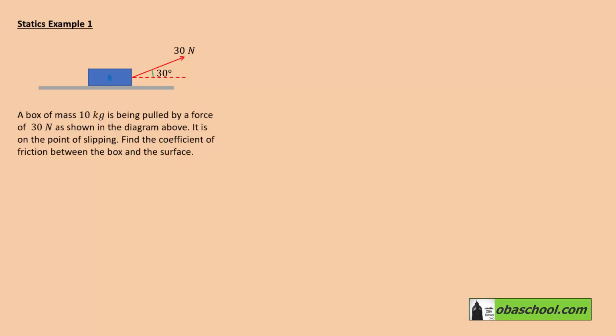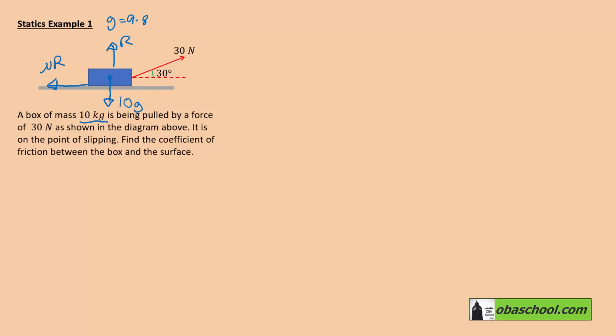So let's add some forces to the diagram. The weight will act here, and that's going to be 10g. We know the mass is 10 kilograms. I'm going to take g is equal to 9.8. We would have a reaction force here, and since we're in limiting friction, the frictional force here would be mu R.